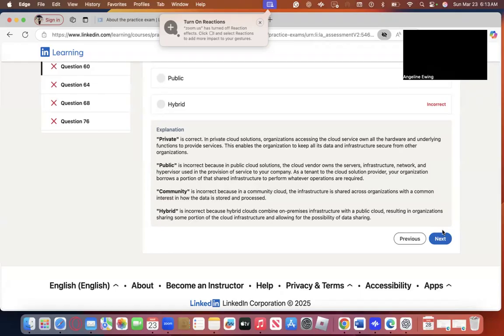Community is also incorrect because in a community cloud, the infrastructure is shared across multiple organizations with a common interest in how the data is stored and processed. Hybrid is also incorrect because hybrid clouds combine on-premise infrastructure with public cloud, resulting in organizations sharing some portion of the cloud infrastructure and allowing for the possibility of data sharing.